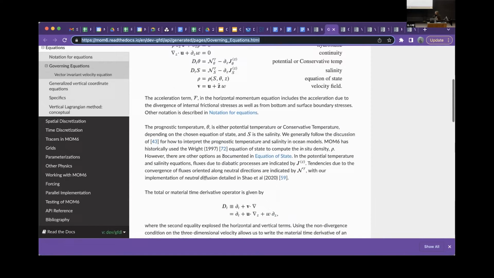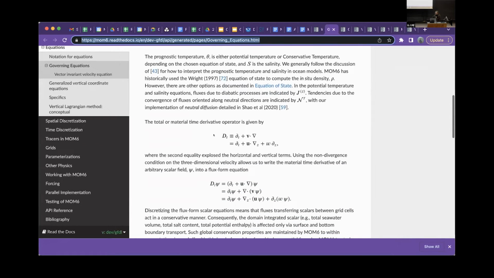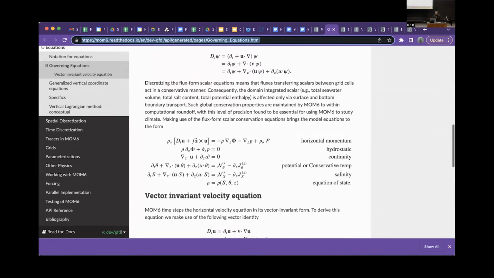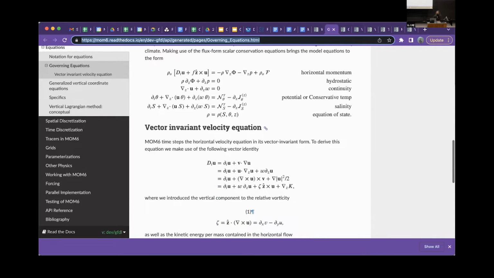This is not a class in GFD. I'm just going to be very quick. Material time derivative, writing everything in terms of flux form, which we do. Flux form is the starting point for any discretization for finite volume, flux form tracer equations. And the vector invariant form. Now, this is something that I had to learn when I came in, because MOM5 and MOM4 were not vector invariant. ROMS is not vector invariant, whereas MIT GCM is, NEMO is, MOM6 is vector invariant.